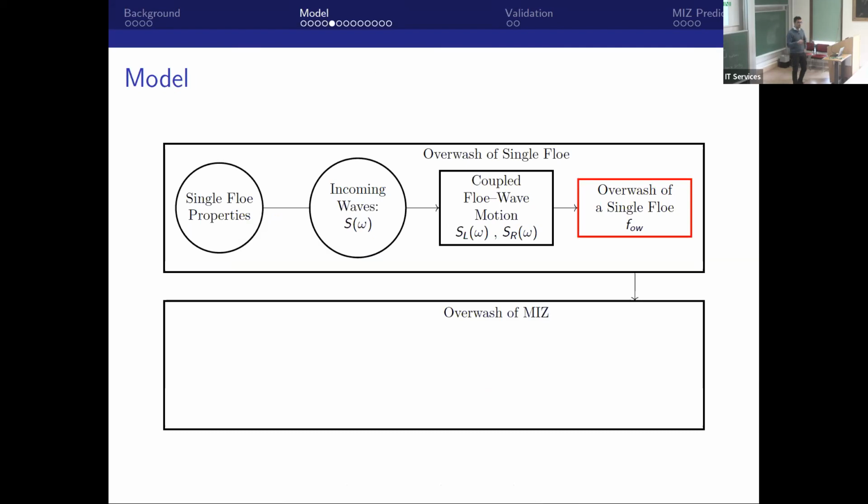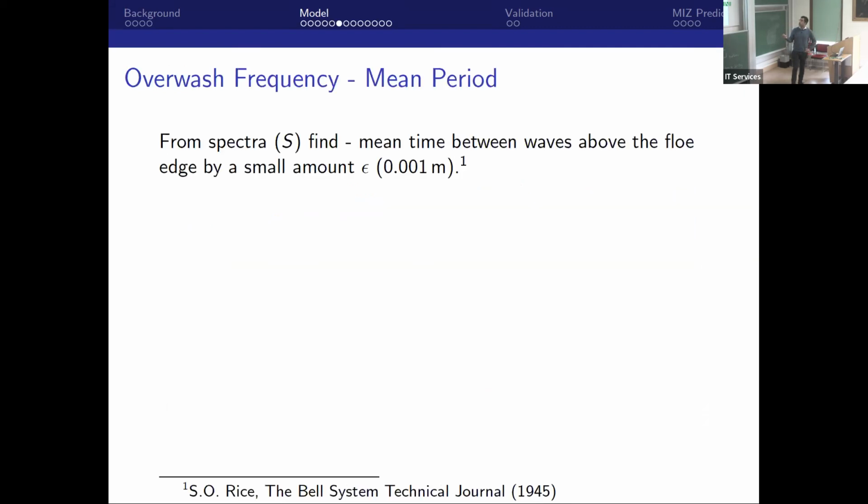So now I have my three spectra, and I can use those to determine a frequency of overwashing, kind of using some classical random wave theory, in particular this FOW, which you will calculate. Okay, so this is a classical theory of Rice, where you give me some random waves and I can tell you the mean time between waves above a certain height. And in particular, I'm going to be interested in the height of the freeboard plus some small tolerance. So I want waves that are above my freeboard or the flow with some small tolerance, just because I'm not interested in overwashing of like 10 to the negative 10. It doesn't really matter. That's like numerical, so we're trying to avoid that with this tolerance.